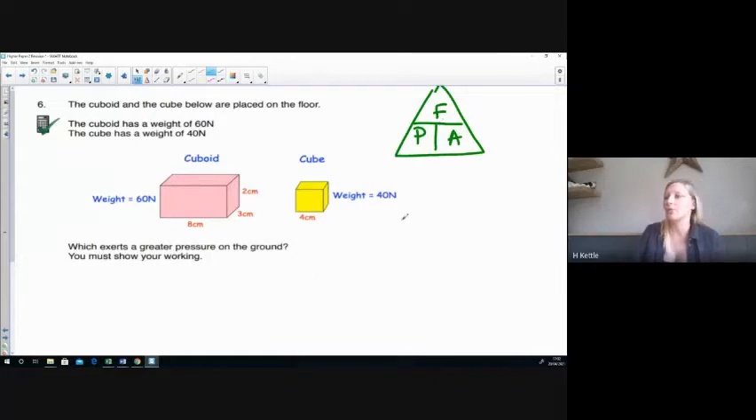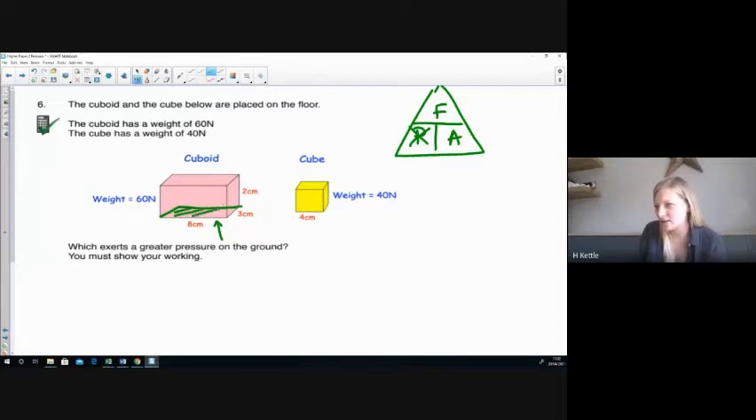The force has to be at the top. So we've got the weight here, and hopefully you can see that that's going to be the force because that force is acting downwards. So the force is 60 and 40, and we want to work out the pressure. Now the pressure, if we cover that up and do the sum that's left behind, is the force divided by the area.